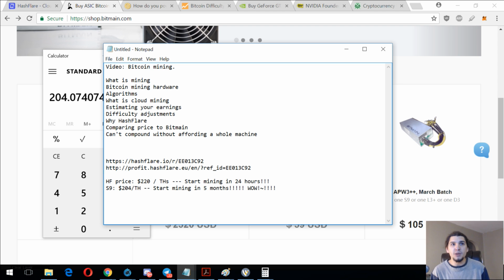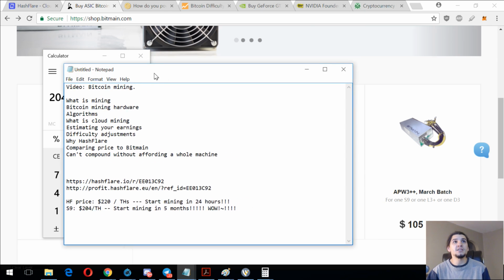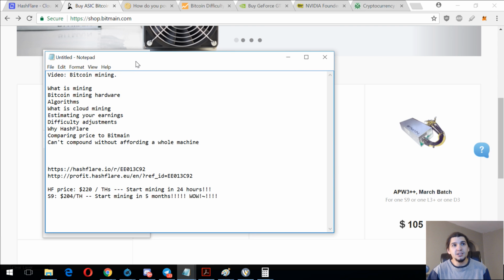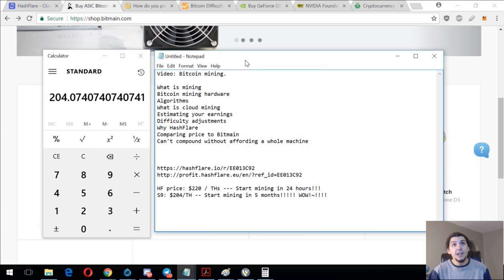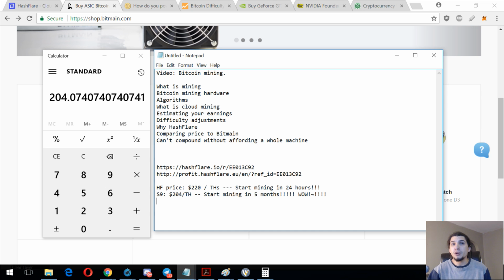The thing with cloud mining and getting started with Hashflare, you start within 24 hours, okay? And you know what your profitability is going to be in 24 hours. You know you're going to start earning now, not start earning in 5 months, all right? So that is the biggest reason that I recommend cloud mining if you're going to do Bitcoin mining instead of buying hardware, okay?